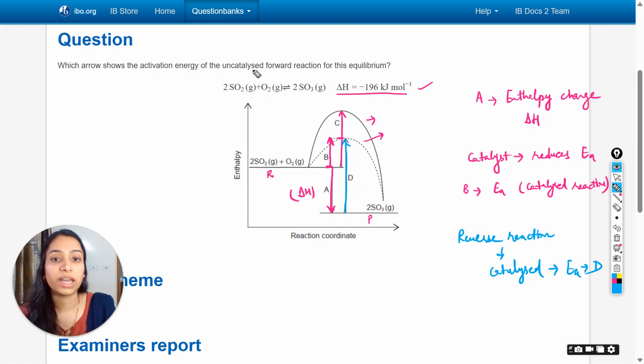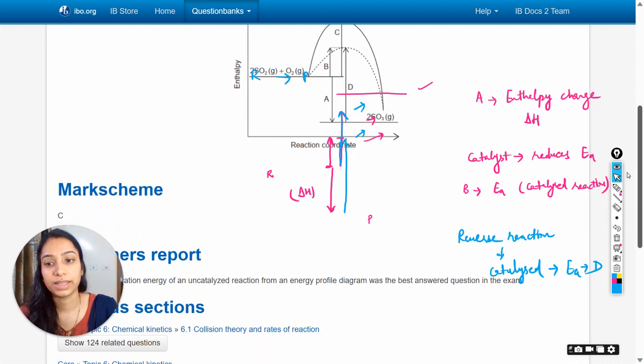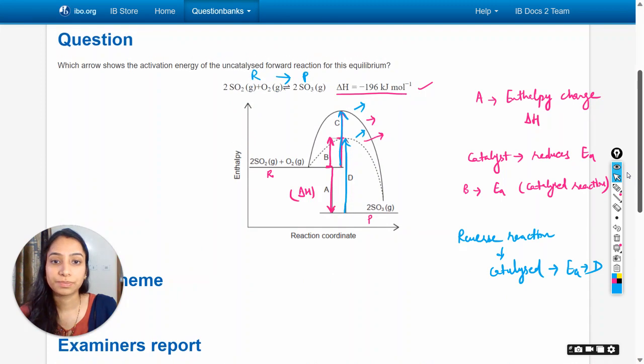So in the question, uncatalyzed forward reaction. Forward reaction means when the reaction proceeds from reactants to products, from this to this. Uncatalyzed means this is the uncatalyzed and this is the catalyzed. So this C shows the uncatalyzed forward reaction. So the answer will be option C. Okay, option C is right.